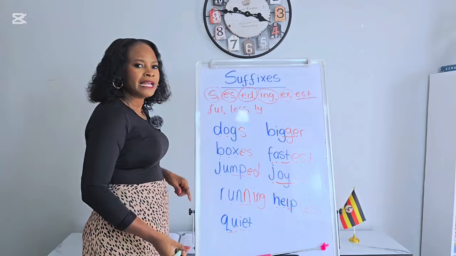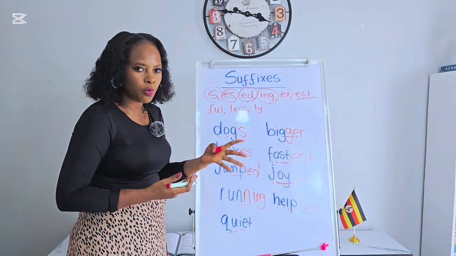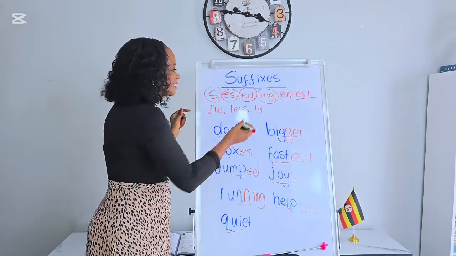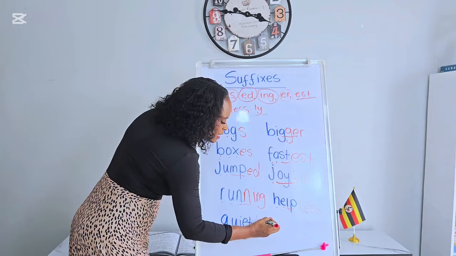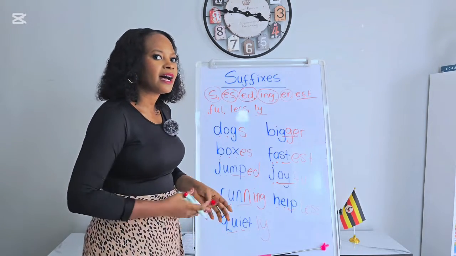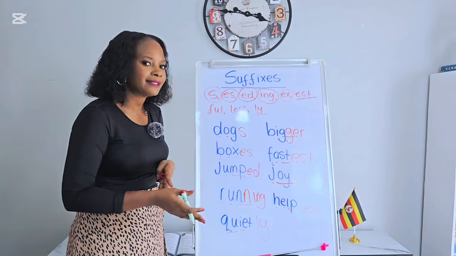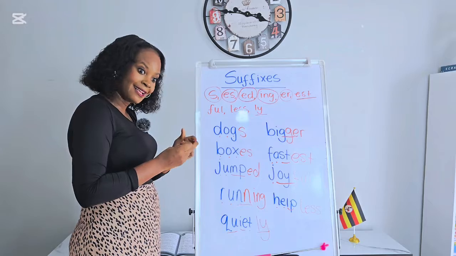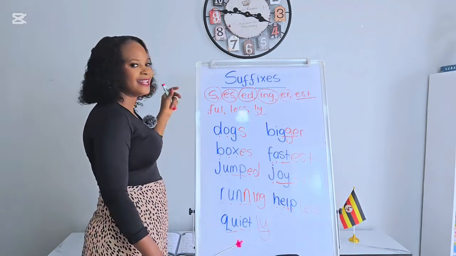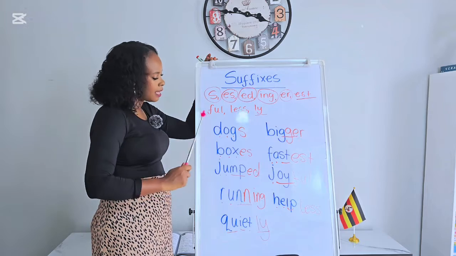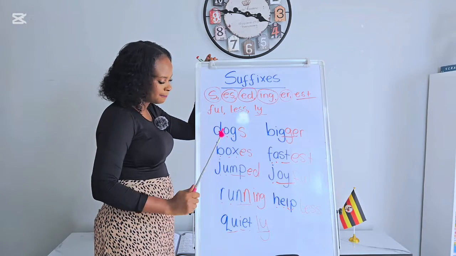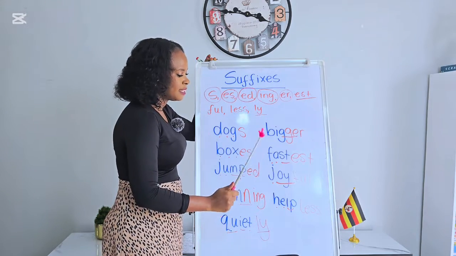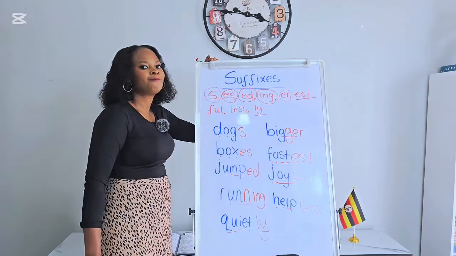Now, let's read this word. Quiet. If I want to say that somebody was walking in a quiet way, which suffix do you think suits? Suffix ly. It is telling us how Tom was walking in the class. He was walking quietly. Great. Suffixes are magical. All right, together, let's read the new words. Dogs, boxes, jumped, running, quietly, bigger, fastest, joyful, helpless. Your turn.